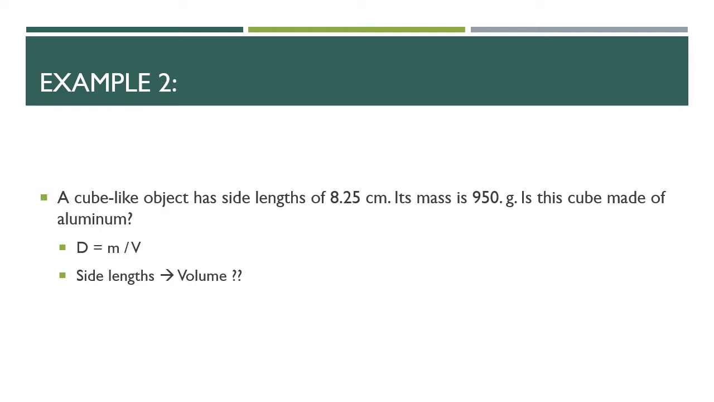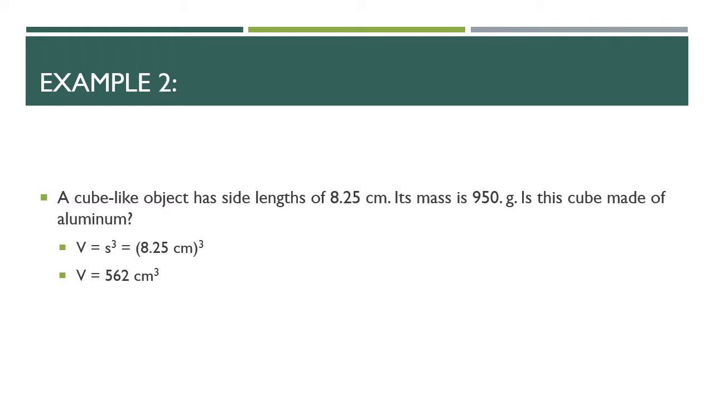However, we currently have side lengths and need to somehow get that to volume. For a cube, the volume is equal to the side lengths cubed, or raised to the third power. So 8.25 centimeters times 8.25 centimeters times 8.25 centimeters would be the volume of this cube. Rounding to appropriate significant figures, the volume of this cube would therefore be 562 centimeters cubed.